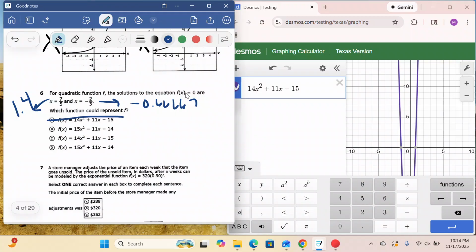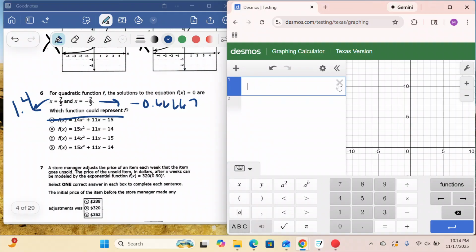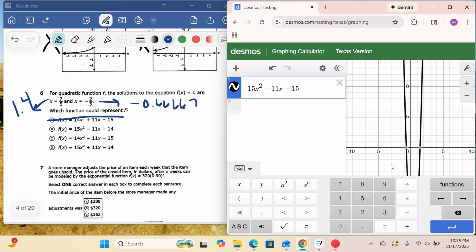Let's go ahead and look at B. And remember, we're looking for zeros to be 1.4 and -0.667. So I'm going to input the second one: 15x squared. You can continue inputting them and checking, and pause the video to see if you're headed in the right direction on the problems that we are doing together. Remember, I will not be doing all of them. I will only be doing some.